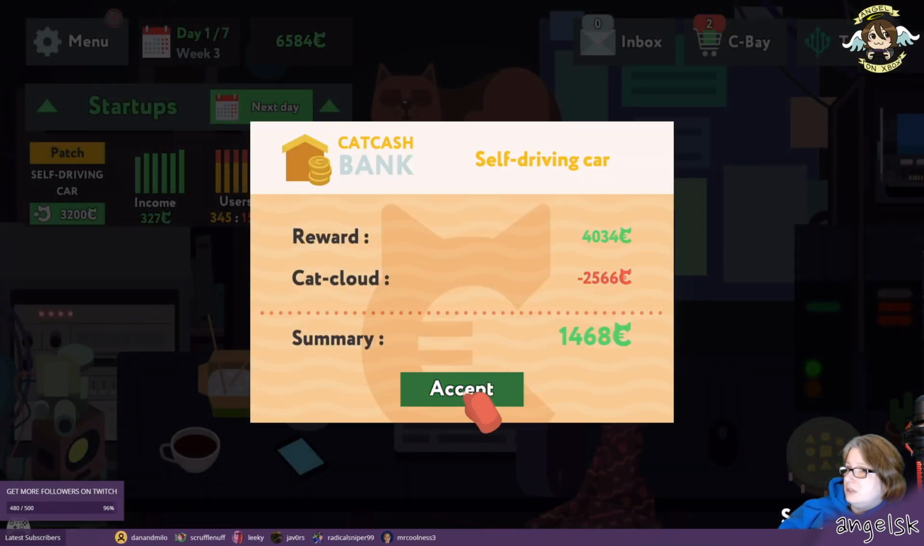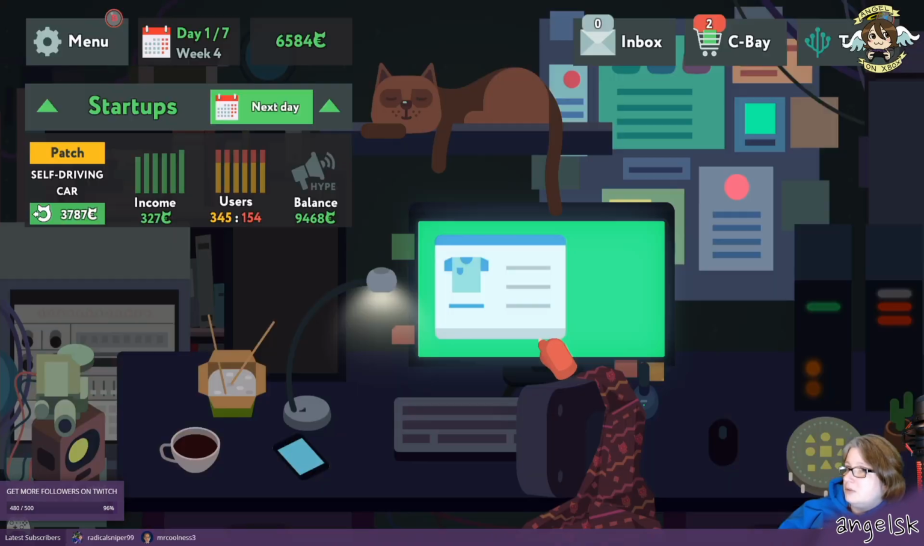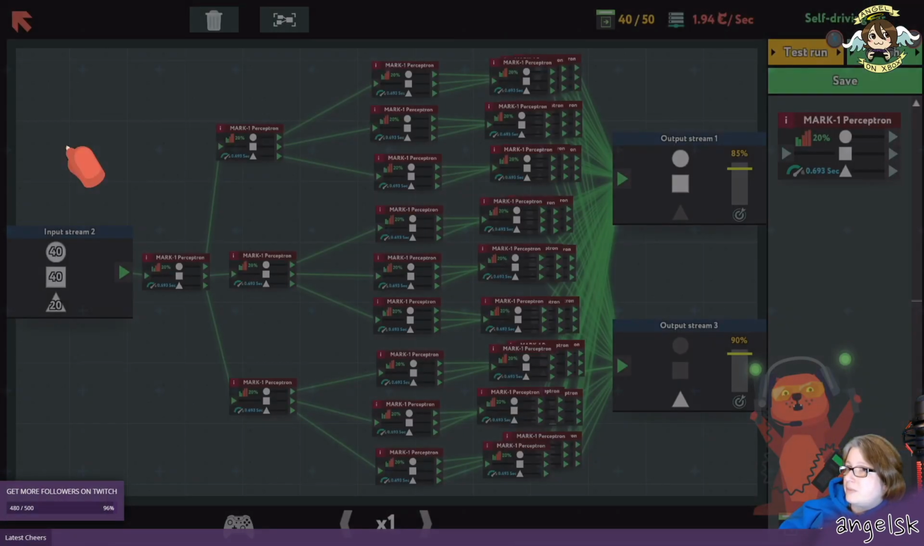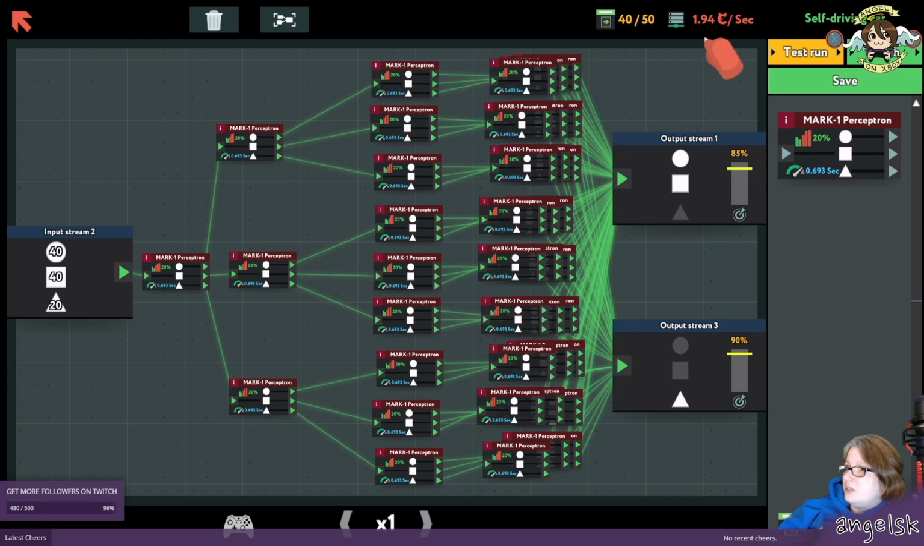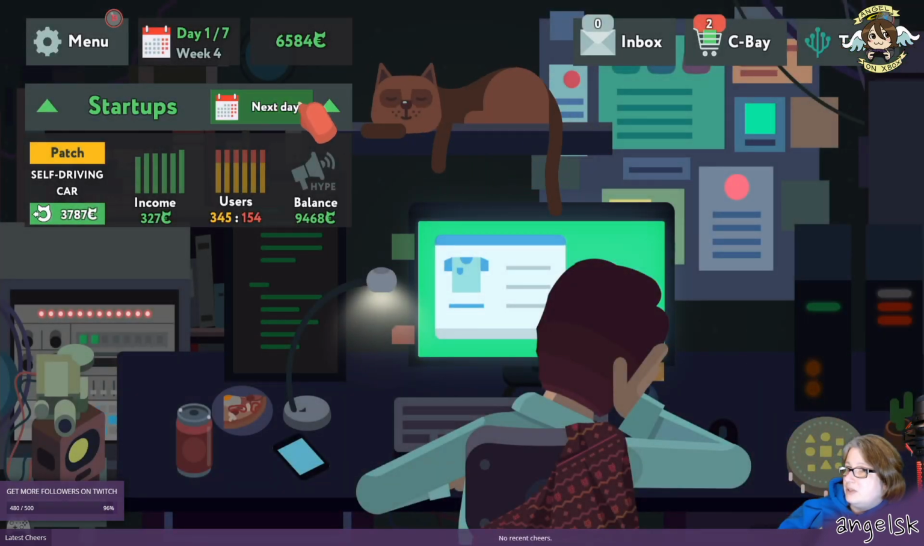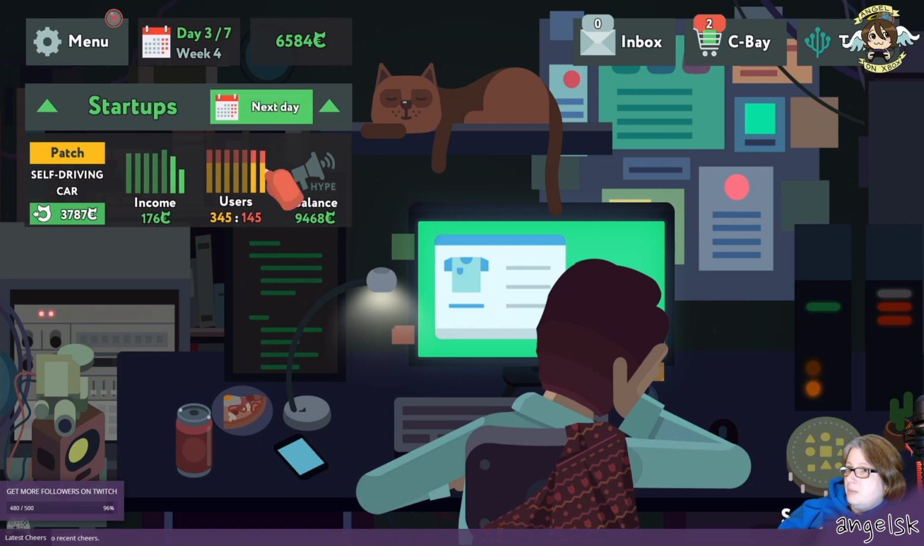I'll take it. Ooh, self-driving car. Got some... Whoa. Did we just cash out? No. Oh, but it's gone up now. Oh, it's another week. We got the server costs for the car. Yeah, we made it cost less, but obviously our income is balanced out by the server costs. But our balance is going up.